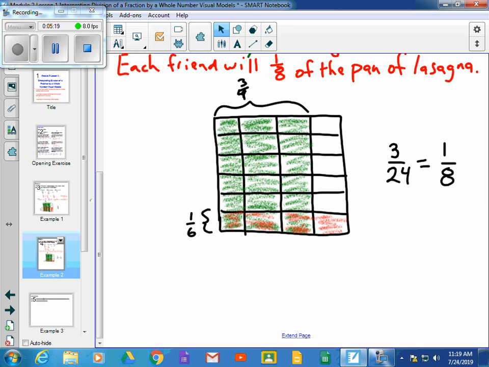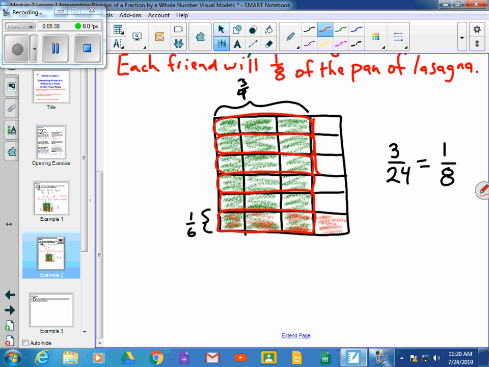Now, if I want to model that simplifying, what I'm really doing is making different size groups here by putting 3 pieces in each group. See how I'm putting 3 pieces in each group? And of those groups, only one of them has both colors, and there's 8 of those size groups. So that's where we get our 1/8 from.